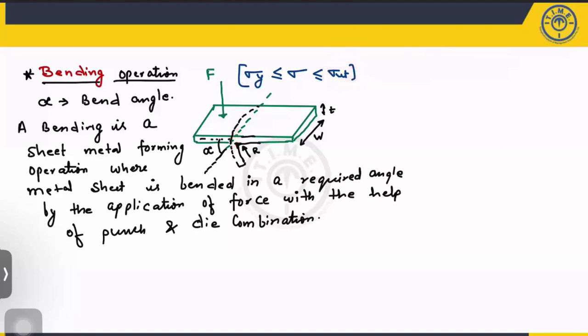So you only want to deform this particular sheet metal. That means you only want to bend this sheet metal. That's why the stress should be in between this value, the yield value and the ultimate. Because if you increase beyond the ultimate, it will fracture.